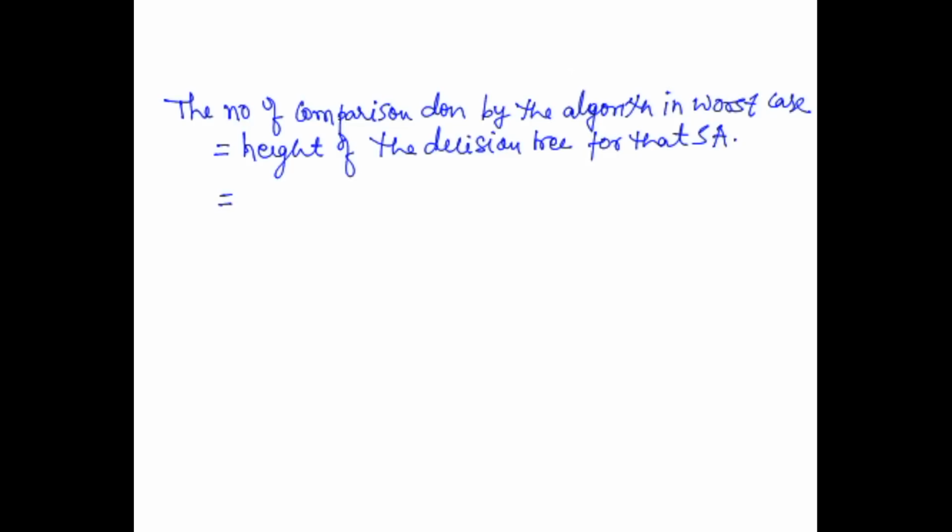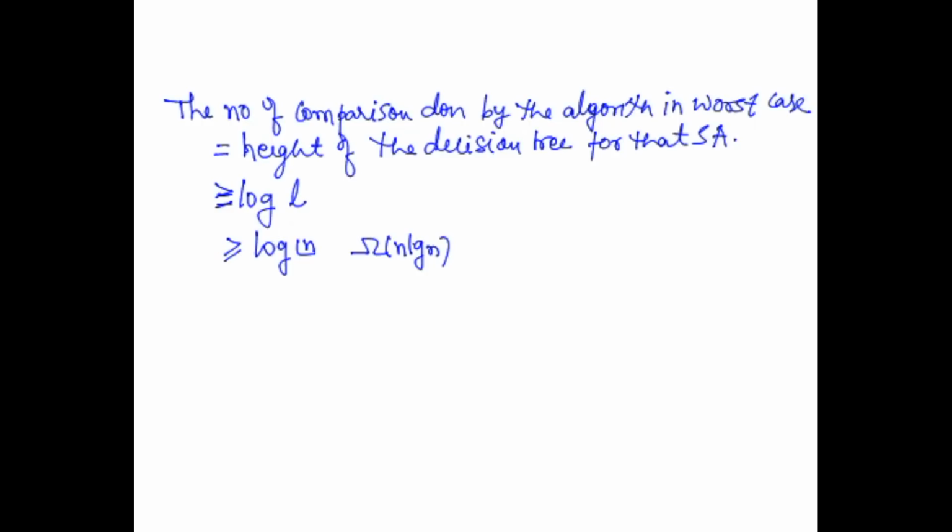But we know that the height of the tree is always greater than or equal to log of the number of leaf nodes. And we know that in the sorting problem, the number of leaf nodes in the decision tree is at least factorial n. So our objective is to show that any comparison based algorithm does at least n log n comparisons. In other words, the lower bound for comparison based sorting algorithms is omega of n log n.